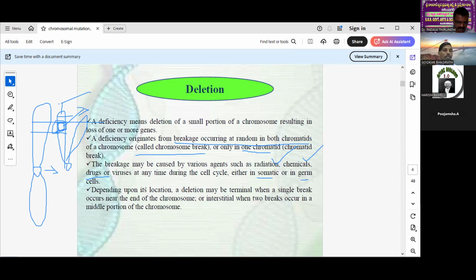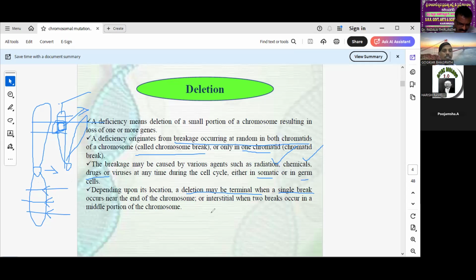Depending upon its location, a deletion may be terminal when a single break takes place. Suppose a cut happens here; that requires only one break. One break is enough to remove the terminal part. But if it is the intercalary part of the chromosome, how many breaks does it require? Two breaks are needed to remove the intercalary part of the chromosome.